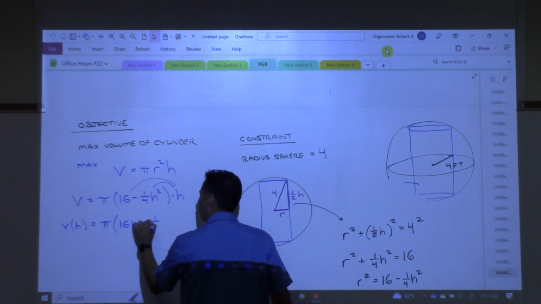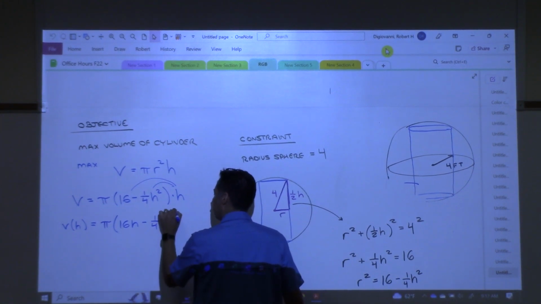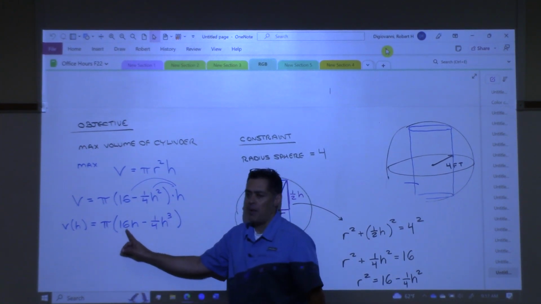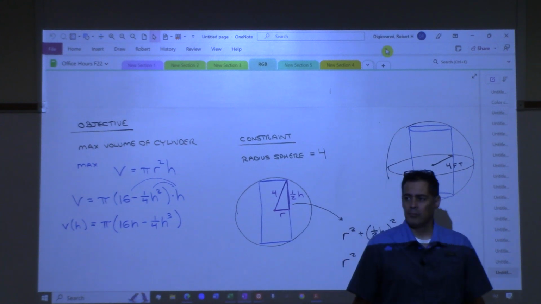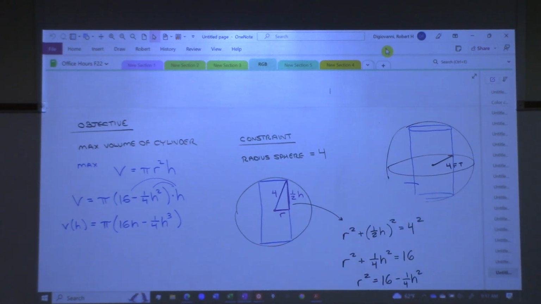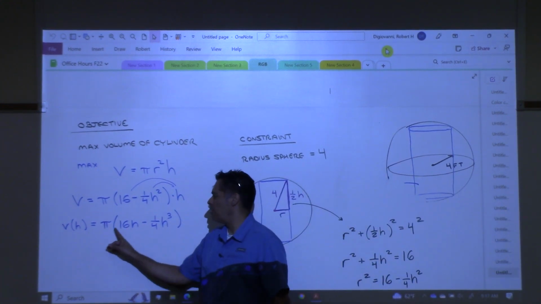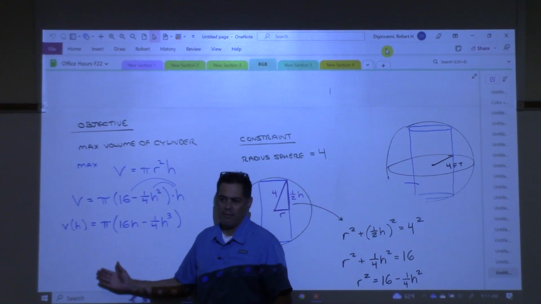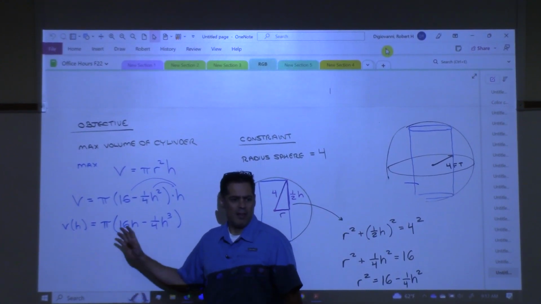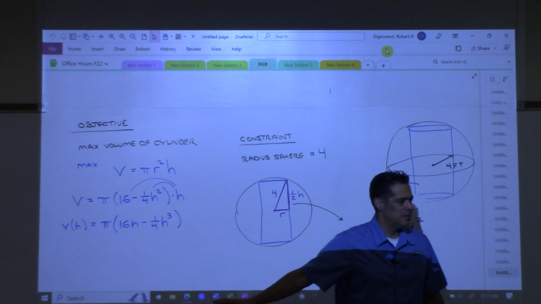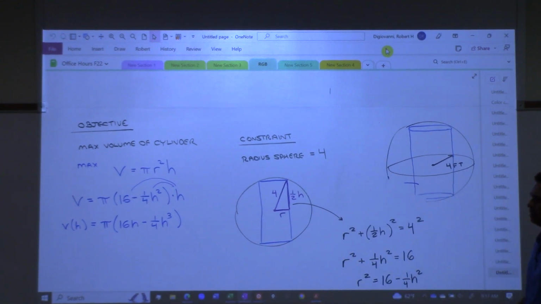16h minus 1/4 h cubed. I could also distribute the pi through. Right? I could pass that pi through there. Do y'all want to? We can. Doesn't matter. We have to differentiate this, don't we? At some point. And if I leave the pi out here, it's not a product rule, right? Because that's a constant. So it'll just come for the ride when we take a derivative. So I think I'm just going to leave the pi out front. Y'all good or no? Okay.